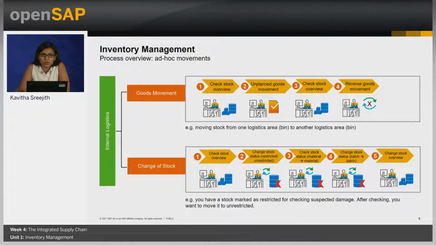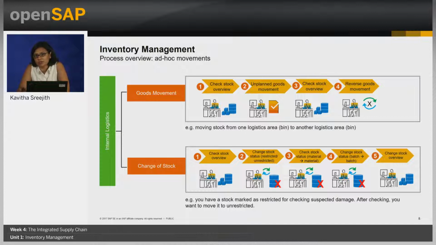Now let's take a look at another common use case for inventory. Say you have a stock which was marked as restricted for checking suspected damage. Now after checking the stock, you find that it is fine and you would like to remove this restricted classification. Change of stock would be the option to use here. In a similar manner, you could also mark a stock which was unrestricted and change it to being restricted now via the change of stock.